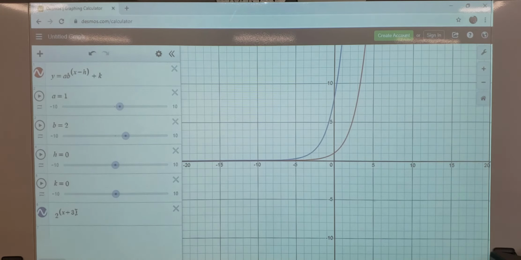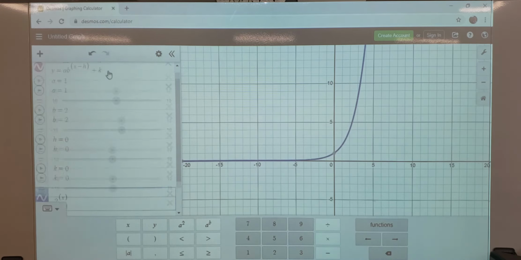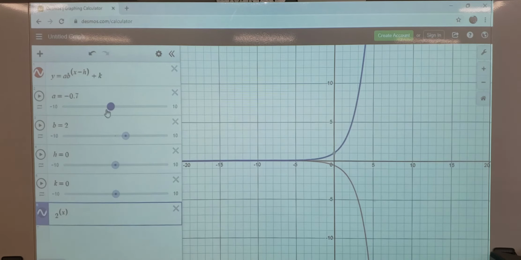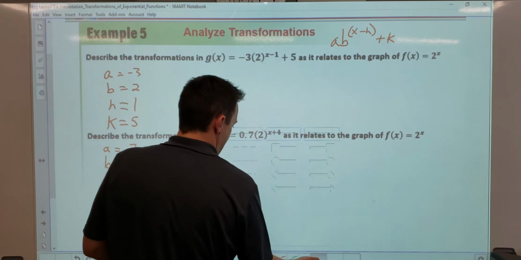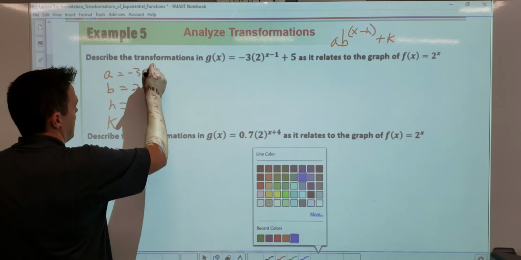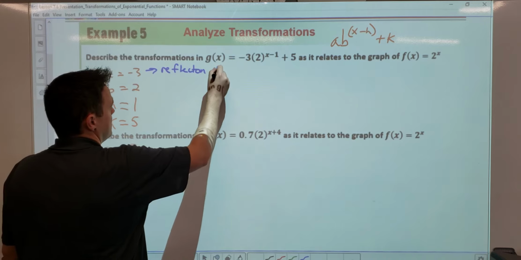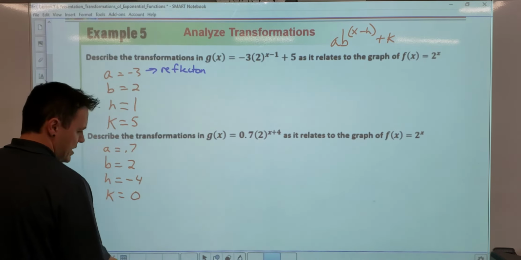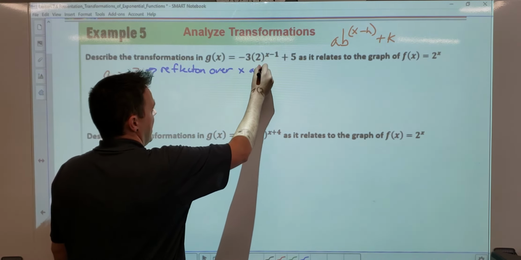Let me change this equation, delete that, go back to 2 of x, and now we have our setup of b to 2. Now we said a is -3, so when I swap to -3, you can see what the graph just did: it dropped down to a negative. So when it's a -3, it's going to be a reflection over the x axis.